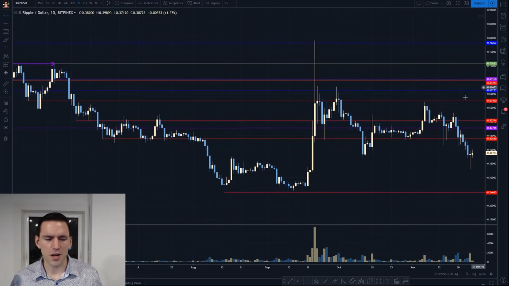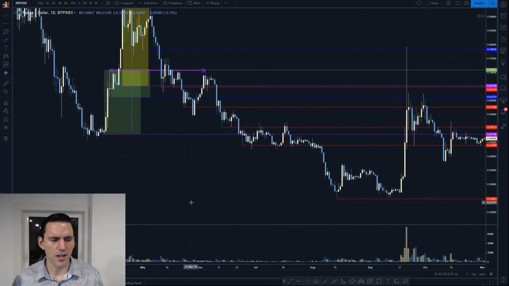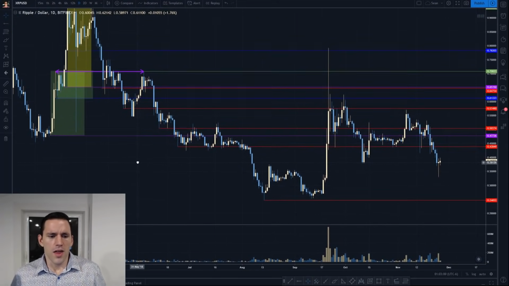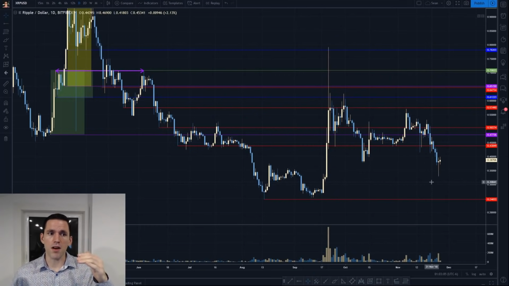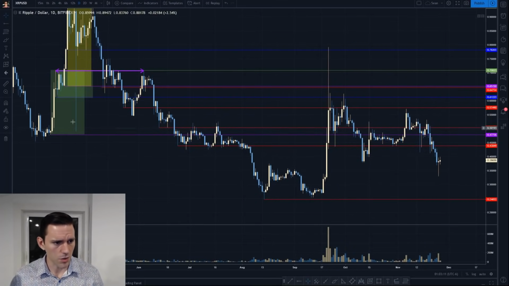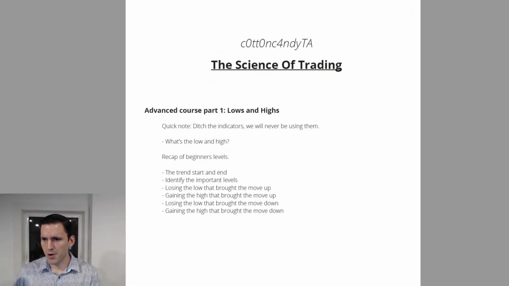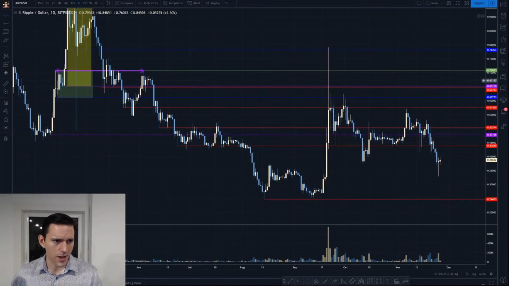So you guys can start to see identifying this trend and how that looks, right? You can start to see the importance of that trend and what it means when you start gaining and collapsing out on these levels. So let's delete some of this stuff and continue on here. The next part is going to be gaining the high that brought the move up, losing the low that brought the move down, gaining the high that brought the move down. So we're just going to continue dissecting this and going through this.